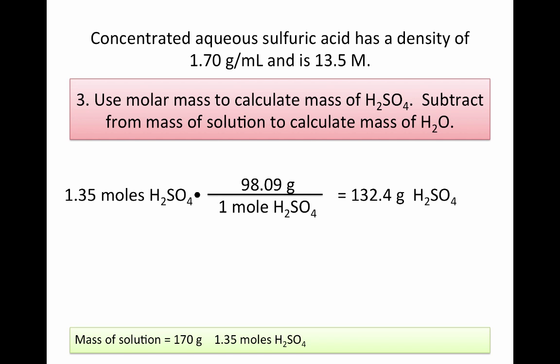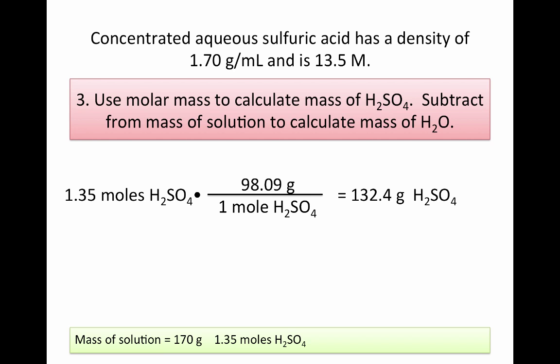Again, anytime you convert moles to grams, you're going to use the molar mass as your conversion factor. So you have 1.35 moles of sulfuric acid. That's what we calculated in the last step. You can use your periodic table to calculate the molar mass of sulfuric acid. That gives you 98.09 grams. And when you calculate that out, you find that we have 132.4 grams of sulfuric acid.